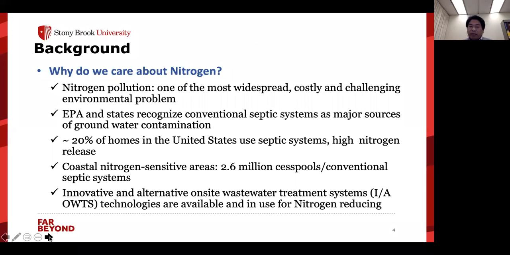EPA and states recognize the conventional septic system as a major source of nitrogen input for groundwater contamination, and also coastal water contamination. It is estimated that about 20% of homes in the US use septic systems with high nitrogen release. And the coastal area, generally we say, is a nitrogen sensitive area. About 2.6 million cesspools and conventional septic systems are in use right now. So that's a big nitrogen contamination source.